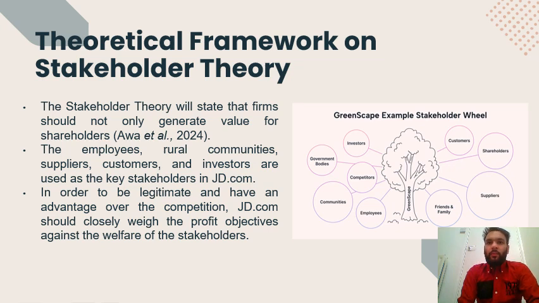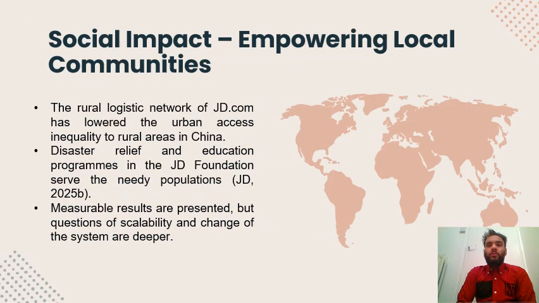The empowerment of the rural population brings benefits to social influence but also to logistical coverage. In order to gain legitimacy and an advantage over the competition, JD.com should closely weigh the profit objective against the welfare of stakeholders. Social impact: empowering local communities.